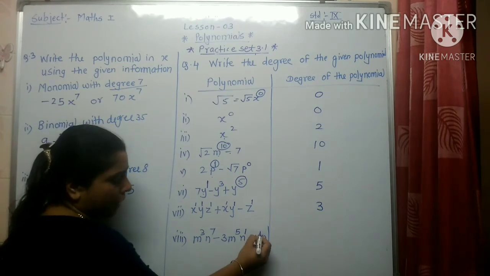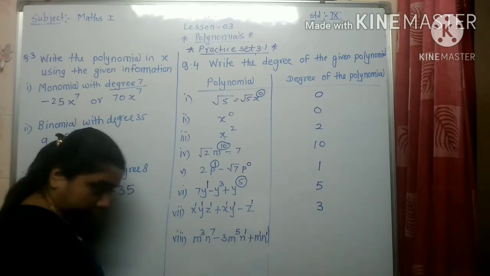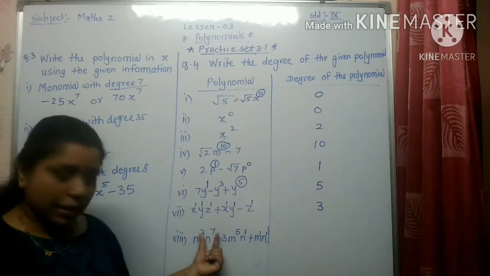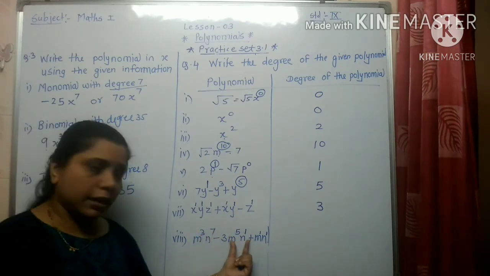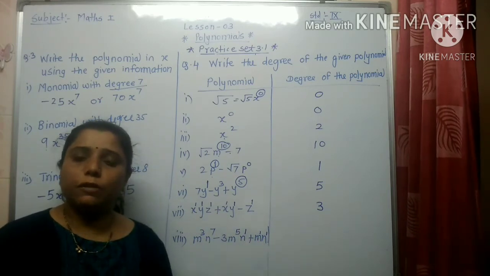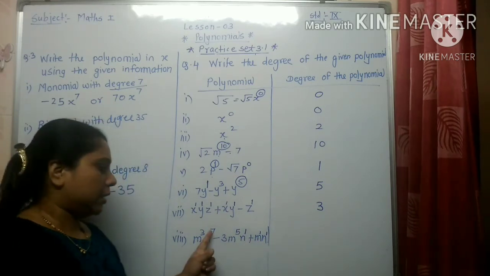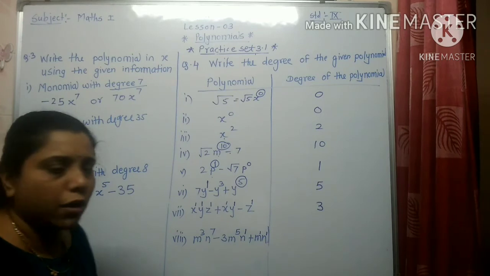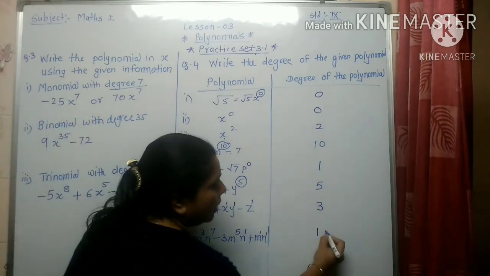Here mn means what? M raised to 1, n raised to 1. So here the sum is 10. Here the sum is 6. Here the sum is 2. So which is the highest one? 10 is the highest one. So what is the degree of this polynomial? 10.